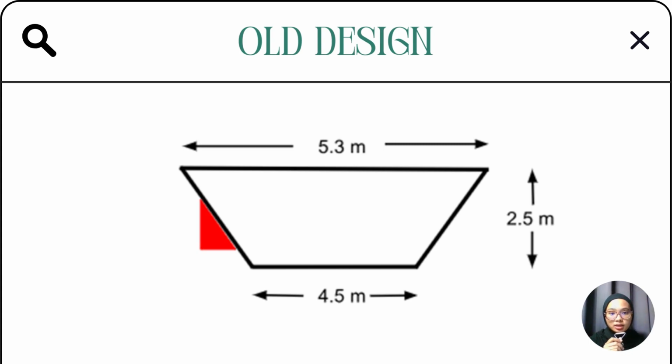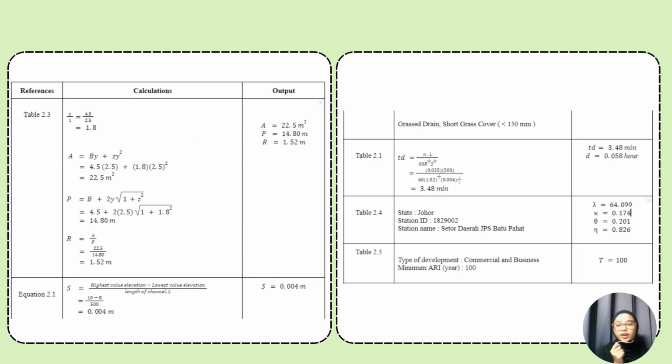As you can see, here is the drainage of the old design. The shape is like a trapezium. T is 5.3 meters, Y is 2.5 meters, and B is 4.5 meters. First, we have to find the area, wetted perimeter, and radius. Our area is 22.5 square meters, P is 14.8 meters, and R is 1.52 meters.